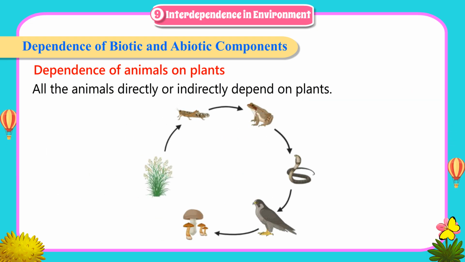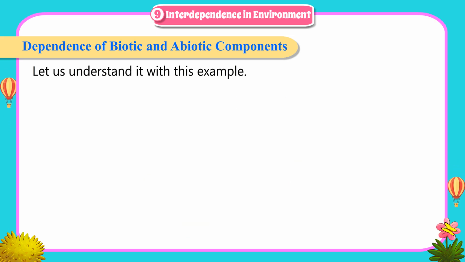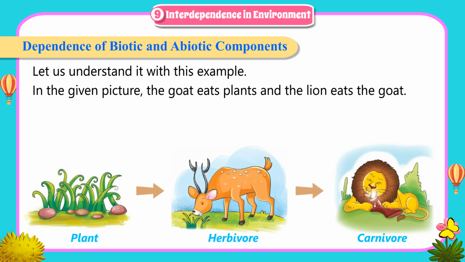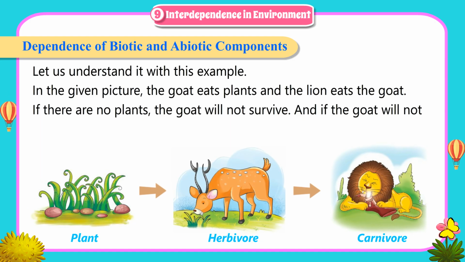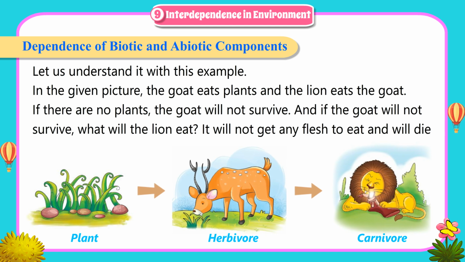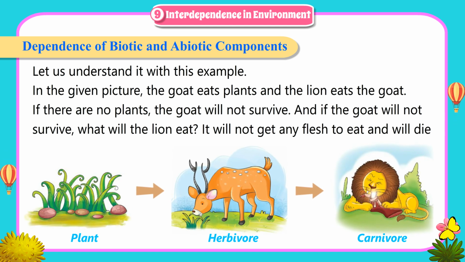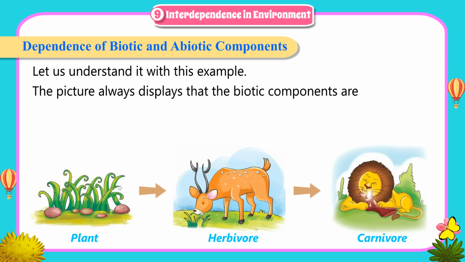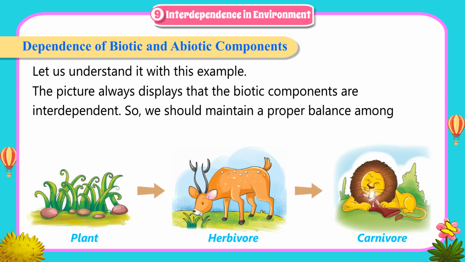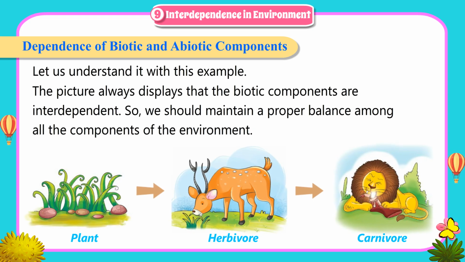All the animals directly or indirectly depend on plants. Let us understand it with this example. In the given picture, the goat eats plants and the lion eats the goat. If there are no plants, the goat will not survive. And if the goat will not survive, what will the lion eat? It will not get any flesh to eat and will die soon. The picture also displays that the biotic components are interdependent. So, we should maintain a proper balance among all the components of the environment.